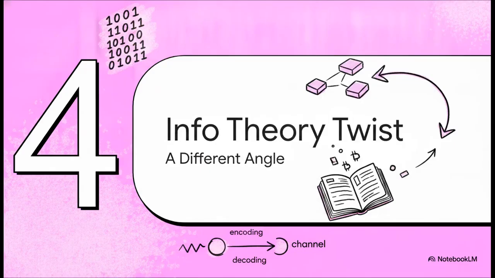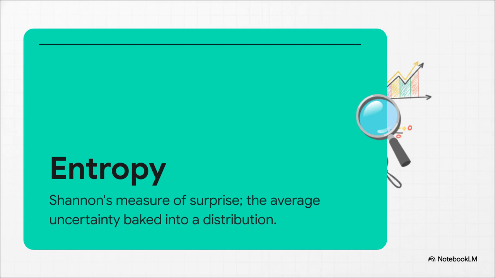Which brings us to part 4, the information theory twist, looking at things from a totally different angle. We're going to examine these exact same concepts, but through the lens of bits and coding theory. In information theory, everything starts with entropy. Claude Shannon defined entropy as a measure of surprise, basically the average uncertainty baked into a distribution.